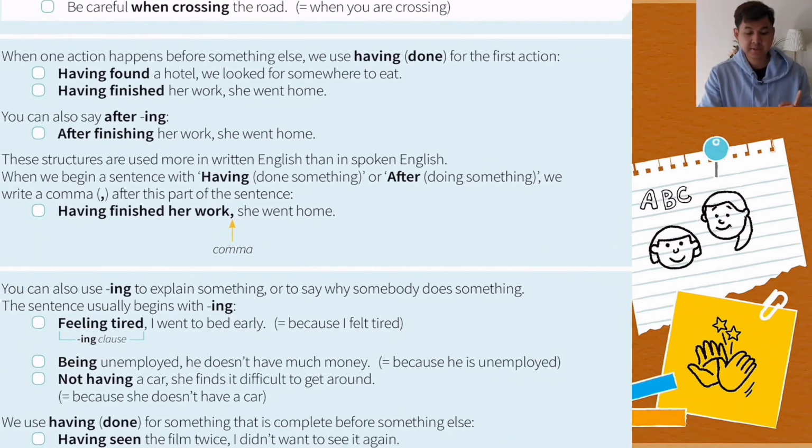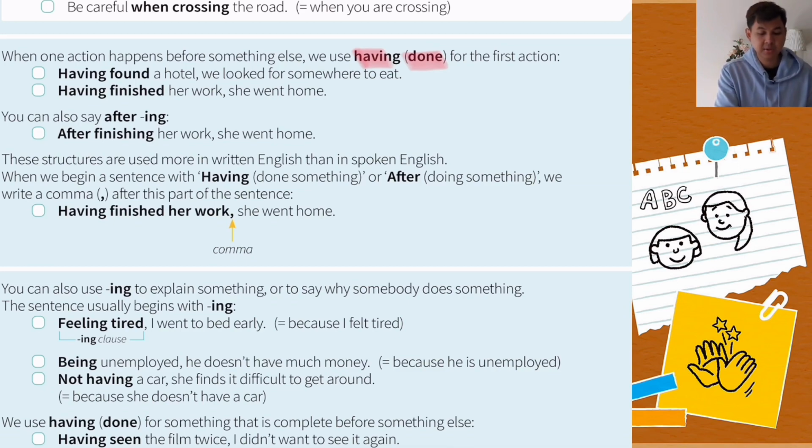When one action happens before something else, we use having done for the first action. Having done. Done in this case, I mean we have to use verb 3 or past participle. Having found a hotel, we looked for somewhere to eat. One action happens before something else. We have to find a hotel first and then we look for somewhere to eat. Having found a hotel, then we looked for somewhere to eat. Having finished her work, she went home. So she finished work first and then she went home.